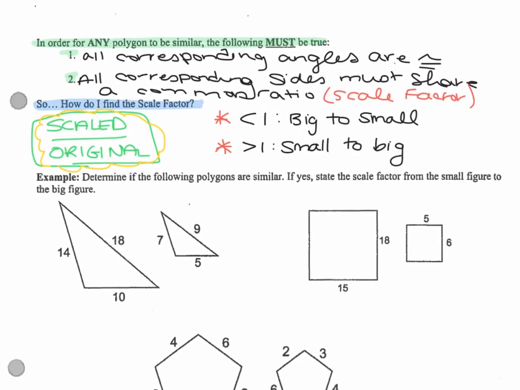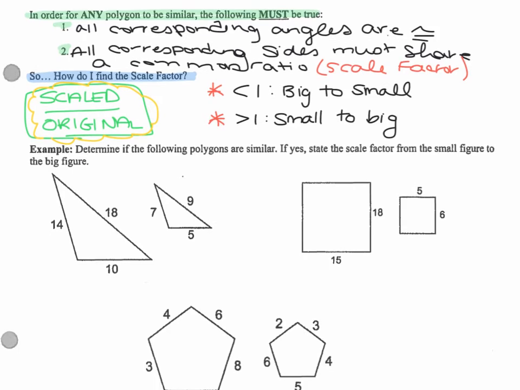So if I go down here and I look at this, it says determine if the following polygons are similar. If yes, state the scale factor from the small figure to the big figure. So let's go ahead. In order to determine if something's similar, we just have to set up proportions. So 7 corresponds to 14, so 7 over 14, 9 over 18, and 5 over 10. And if I simplify all of that, I get 1/2, 1/2, 1/2. So yes, it works.